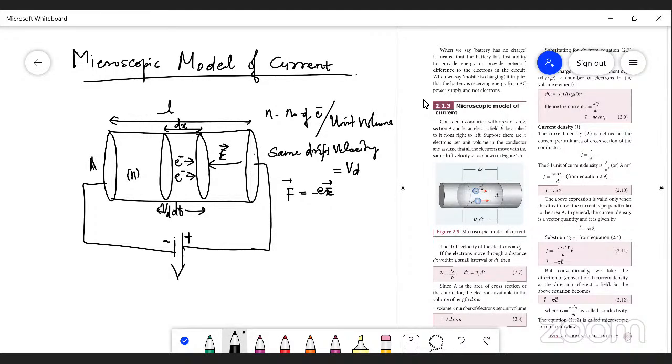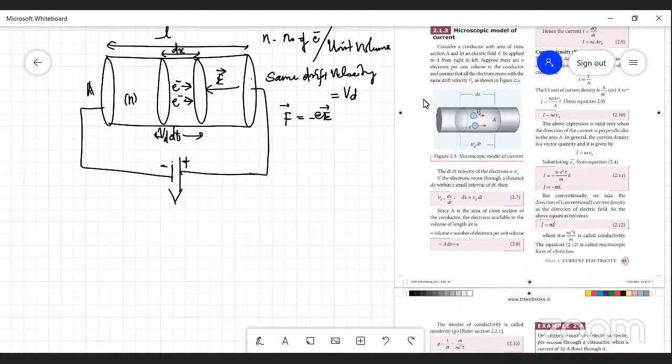So in this particular case, we have listed out the things associated with this diagram. The electric field acts from right to left, and electrons are drifting from left to right with a constant drift velocity. In other words, all the electrons are moving with the same drift velocity Vd.